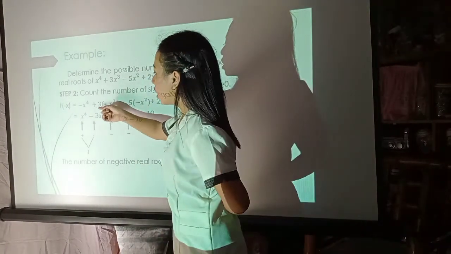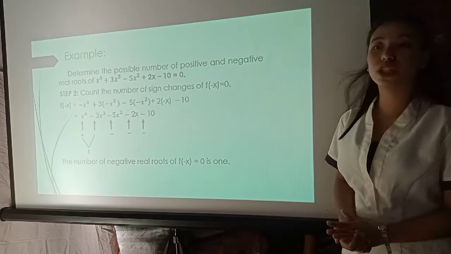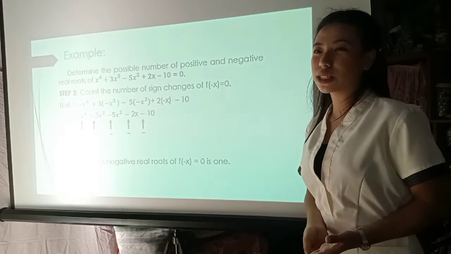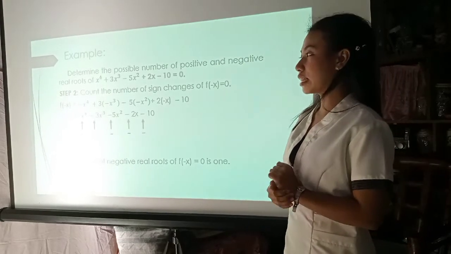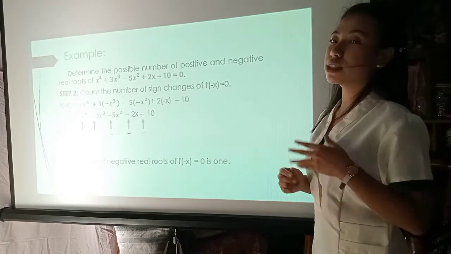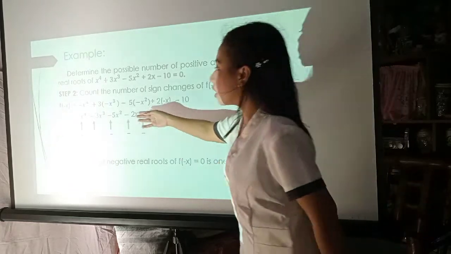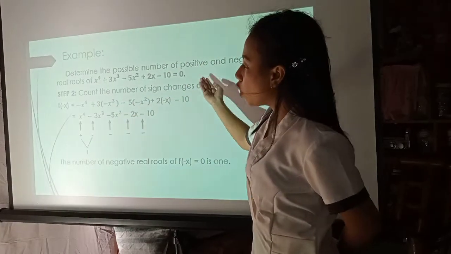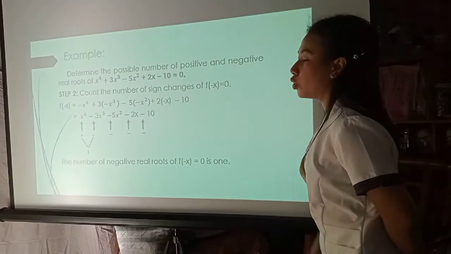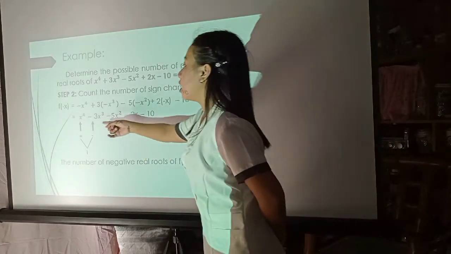Here, plus 3 times negative x raised to 3. The exponent is 3, so we multiply negative x by itself 3 times. Negative x times negative x will be positive, times negative x will be negative. Then the negative will multiply to the positive 3. So positive times negative will be negative 3x cubed.